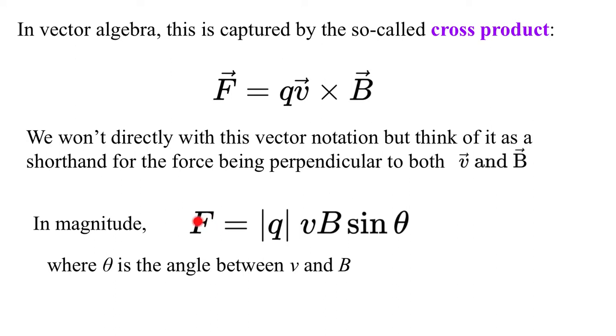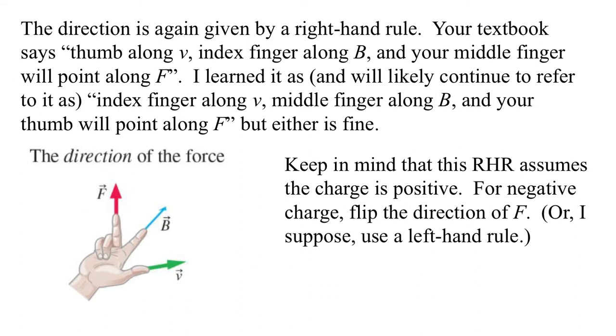In magnitude, the force is the size of the charge times the speed times the magnitude of the magnetic field times sine of the angle between them, where theta is as you would expect. If that's the B field and that's the velocity, then theta is that angle. The directions are again given by a right-hand rule. Your textbook likes to say thumb along v, index finger along B, and your middle finger will point along F, as illustrated down here. I learned it, and will probably continue to refer to it, as index finger along v, middle finger along B, and your thumb will point along F. But either is fine, and in fact, as long as you have a cyclical permutation, it works fine.